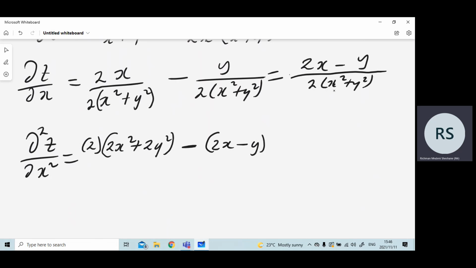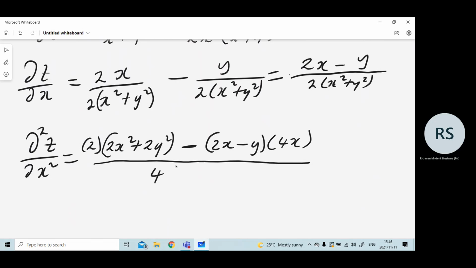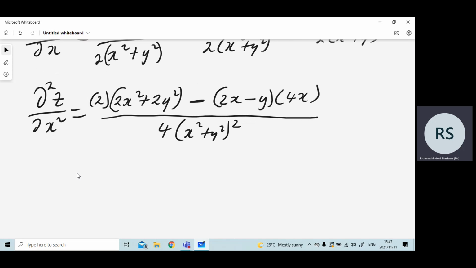Whenever you're deriving, remember that you're deriving with respect to x. So the second term here would be 0, and here it will be 2x, but 2x multiplied by this 2 is 4x. And then the quotient rule says all over the denominator squared, so you have 4x squared plus y squared, all squared. This is my second partial derivative, but let me simplify it and then go and find the second term.